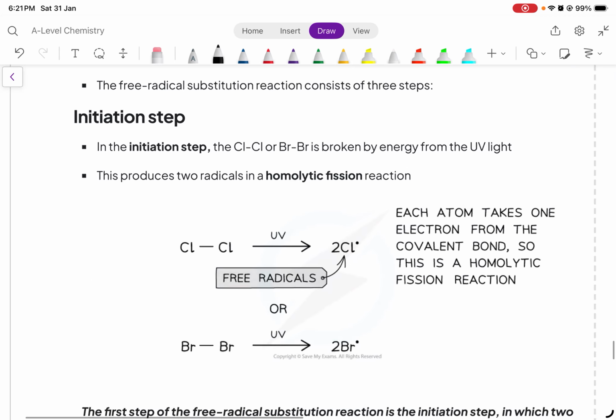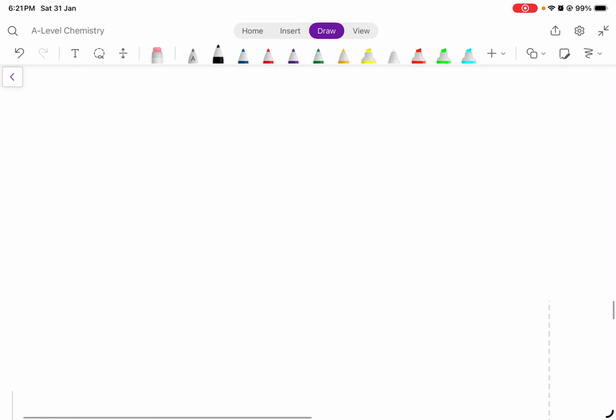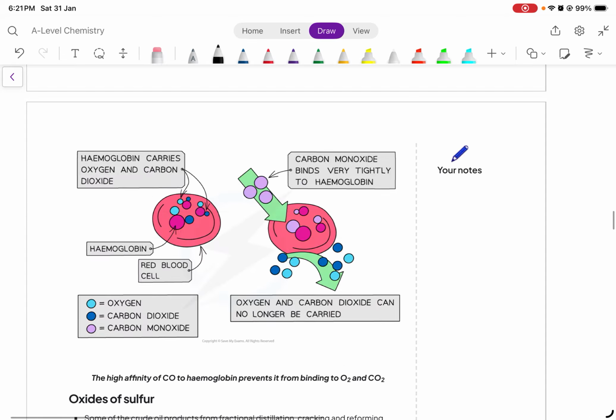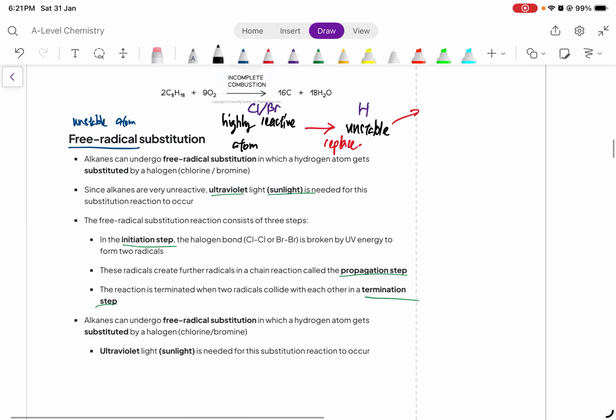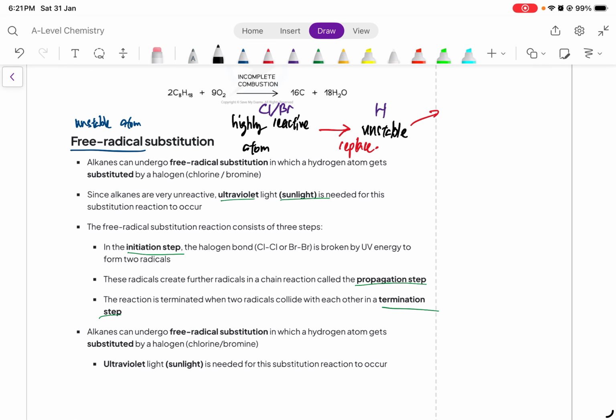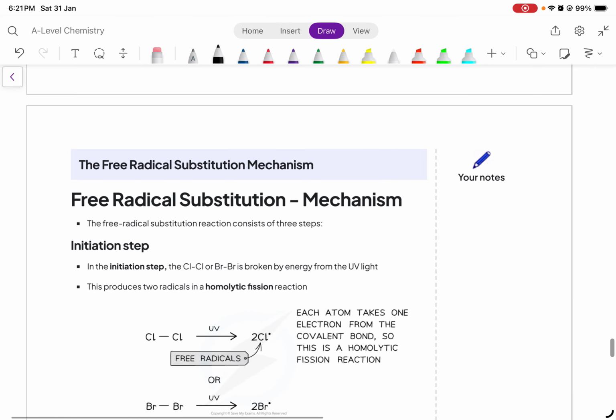Now, in terms of the mechanism, we introduced this mechanism in the previous video. So let's have a look. First step, a quick recall. There we go: free radical substitution. We go through UV light to break the bond first, then the propagation step, and then the termination step. Today we're going to look in detail at what these steps represent.